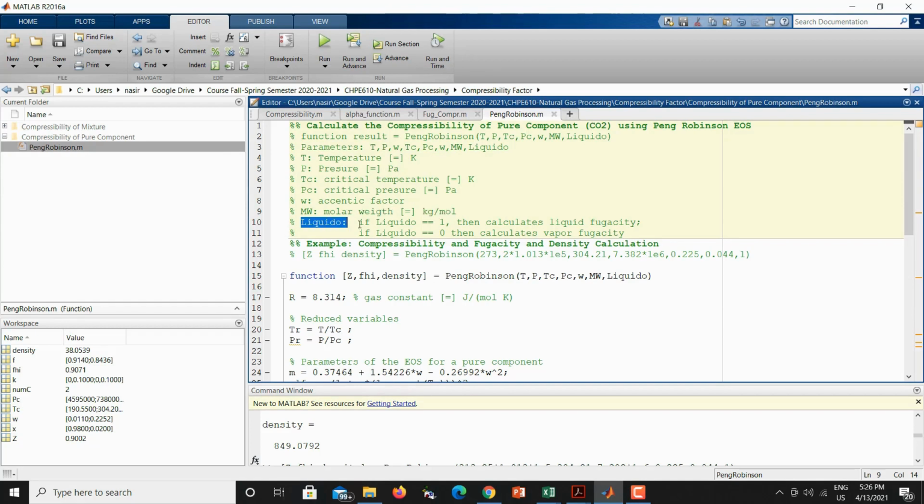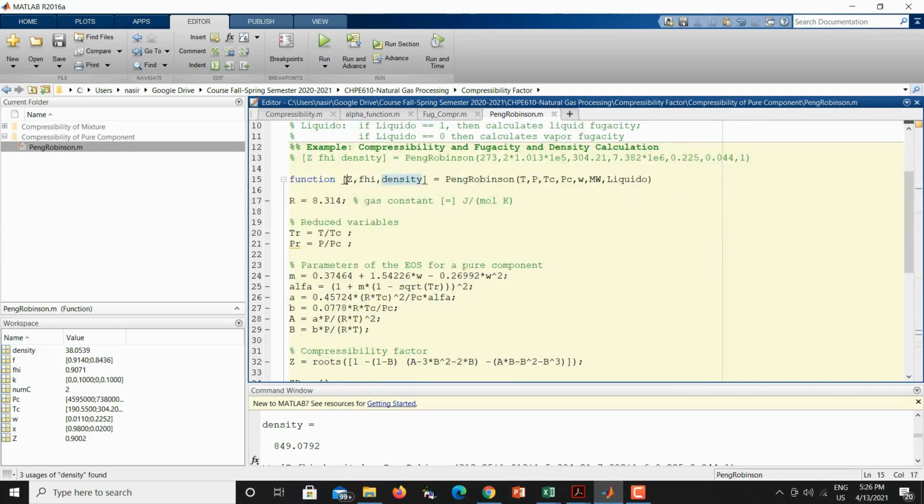Also, if you put liquid equal to 1, it will calculate the fugacity of the liquid phase. Fugacity is basically a real pressure. Normally when you talk about the partial pressure of gases, the partial pressure is not the real pressure, but if you calculate the gas fugacity, that is the real pressure. Obviously for the liquid phase, the fugacity or real pressure is different from that for gases. So if you put liquid equal to 0, it will calculate the vapor fugacity instead of the liquid fugacity. Apart from that, it also calculates the compressibility and the liquid density.